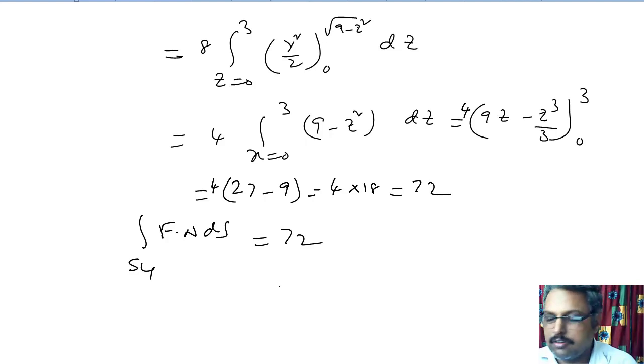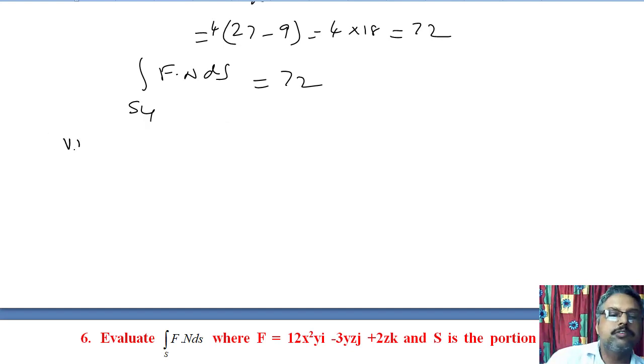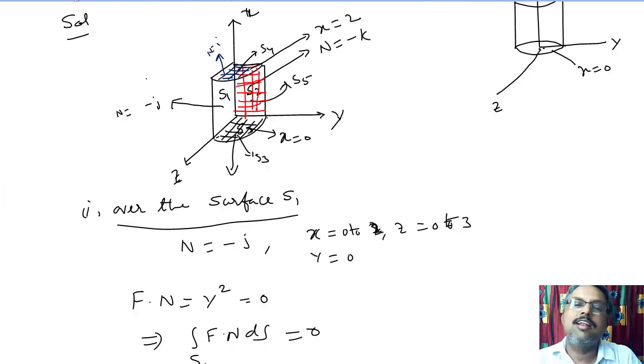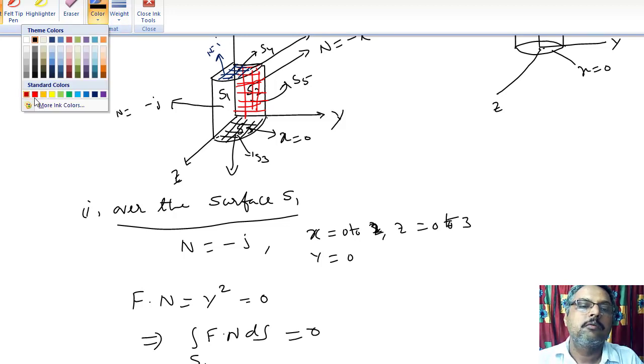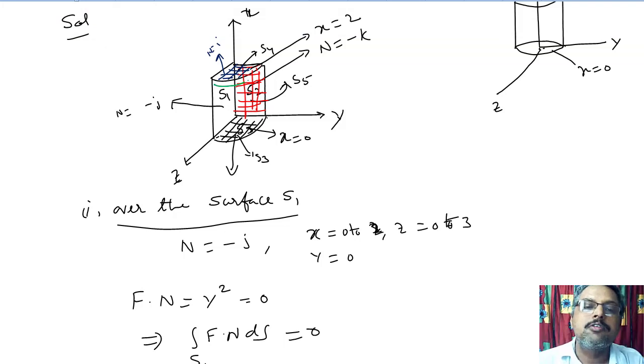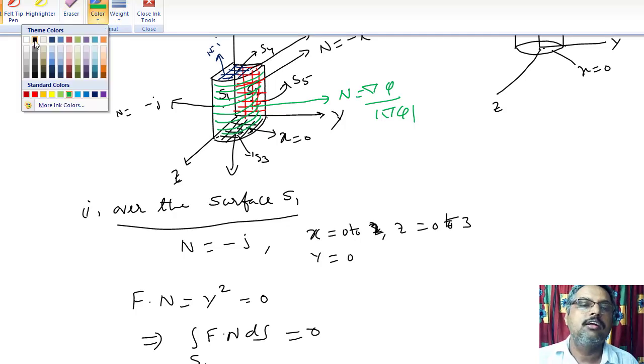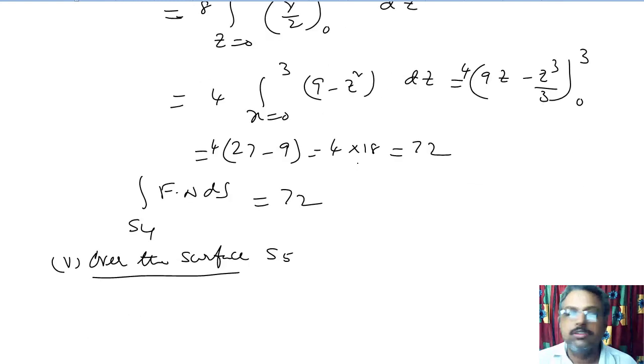Now the fifth surface. Now this is the most important one. Over the surface S5, this is nothing but the cylindrical surface, this curved surface. I will take another color, green, just for understanding. First we will find the unit normal. How to find it? n equals del phi by mod del phi. Using this formula we will find the unit normal to the surface.